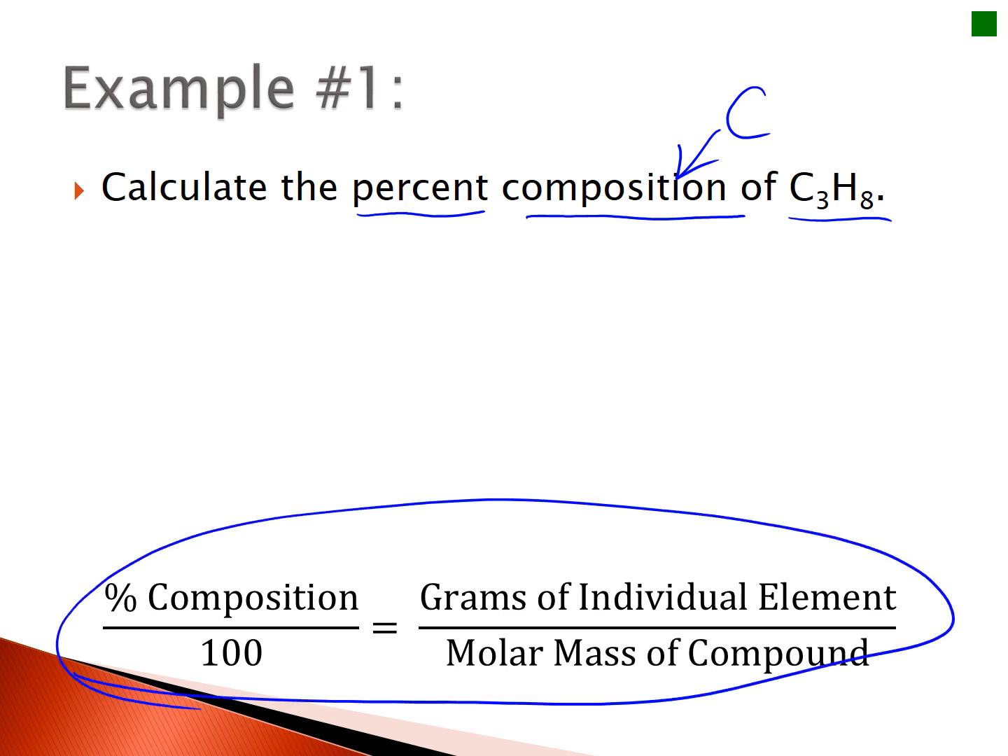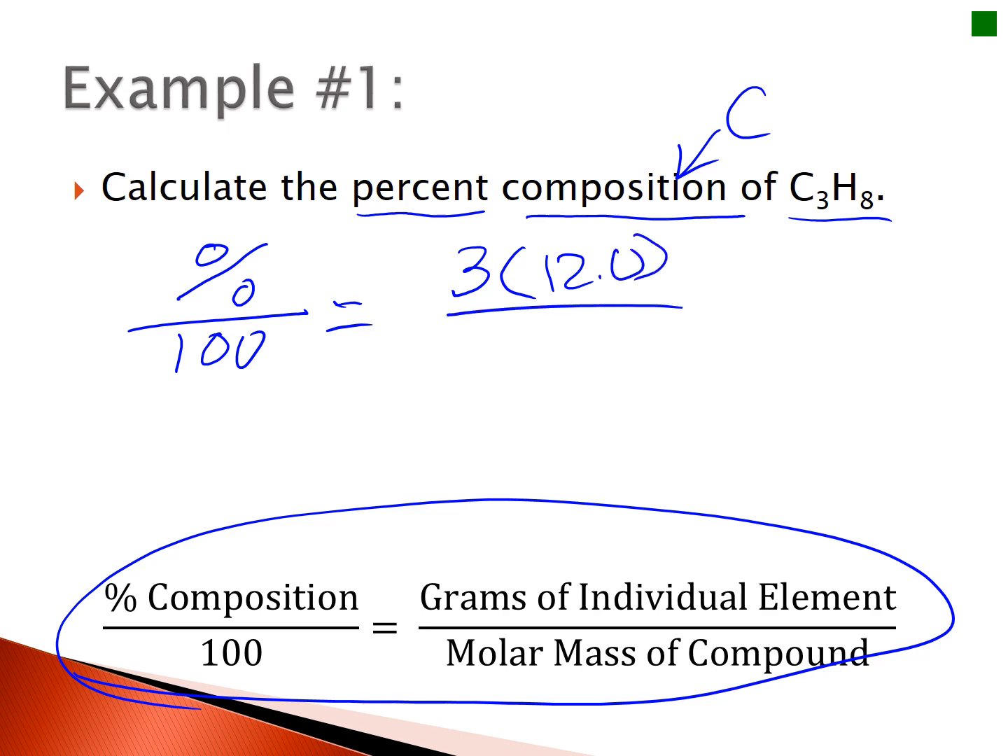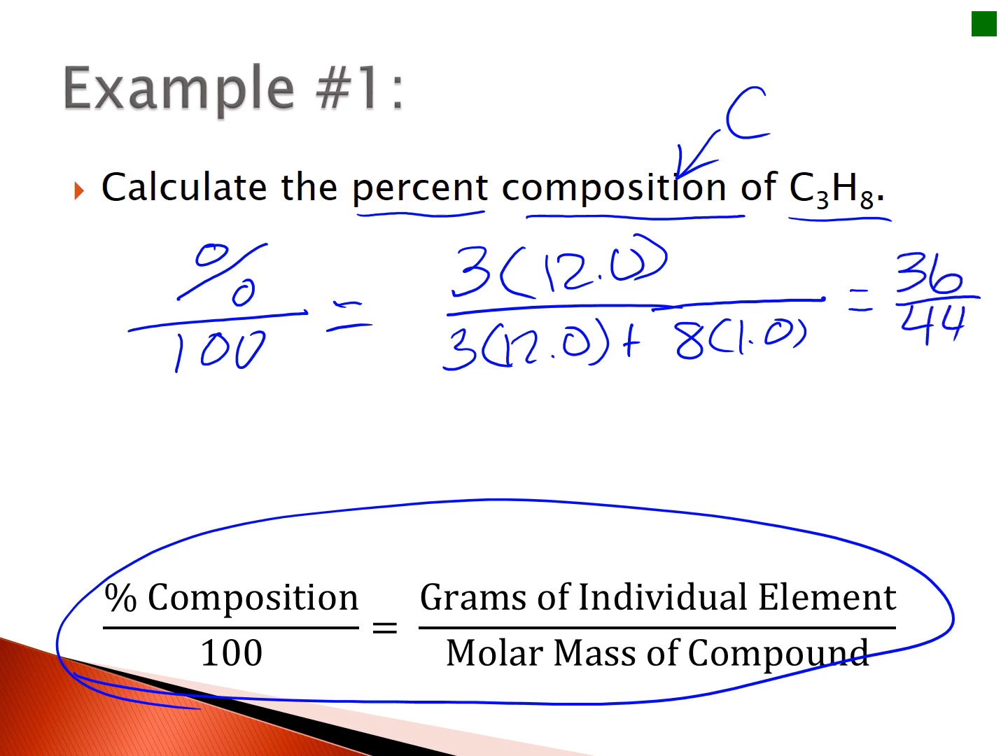And so using this formula, I am trying to figure out the percent over 100, and that is equal to the grams of that individual element. Well, that individual element for the percentage of carbon would be 3, because I have 3 carbons. Each is contributing 12.0 grams over the total molar mass of that compound. So that would be 3 times 12, plus we've also got the contribution by hydrogen, so that'd be 8 times 1.0. When I simplify this, I get 36 over 44.